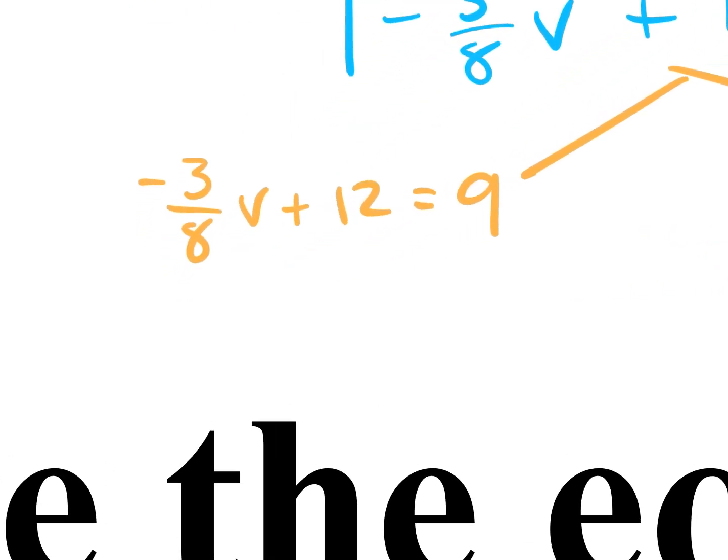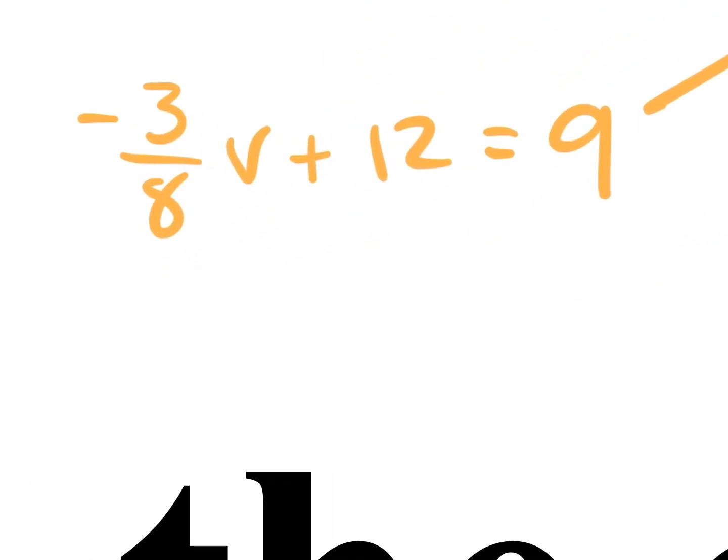All right, let's solve. So what would I need to do first to solve my first equation here? Subtract both sides by 12. So I get negative 3 over 8v is equal to negative 3. What can I do next? Do the reciprocal. Awesome. I multiply by the reciprocal. So I would multiply both sides by negative 8 over 3. Multiply this by negative 8 over 3.